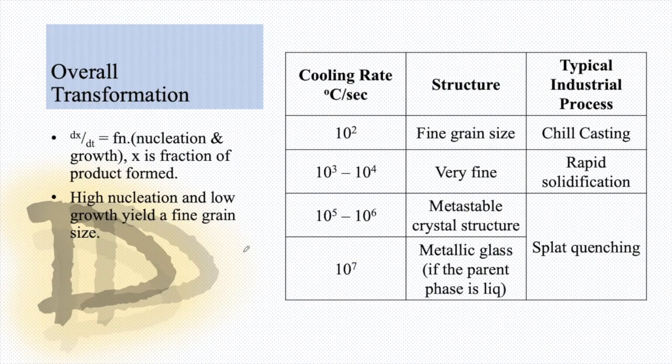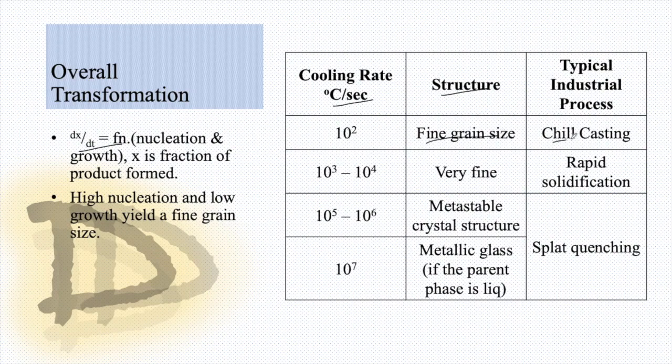The overall transformation rate is given by dx by dt, which is a function of nucleation and growth, where x is the fraction of product formed. High nucleation and low growth yield a fine grain size. Following are the cooling rates for the structure with typical industrial processes. At 10 degrees Celsius per second, we need a fine grain size.